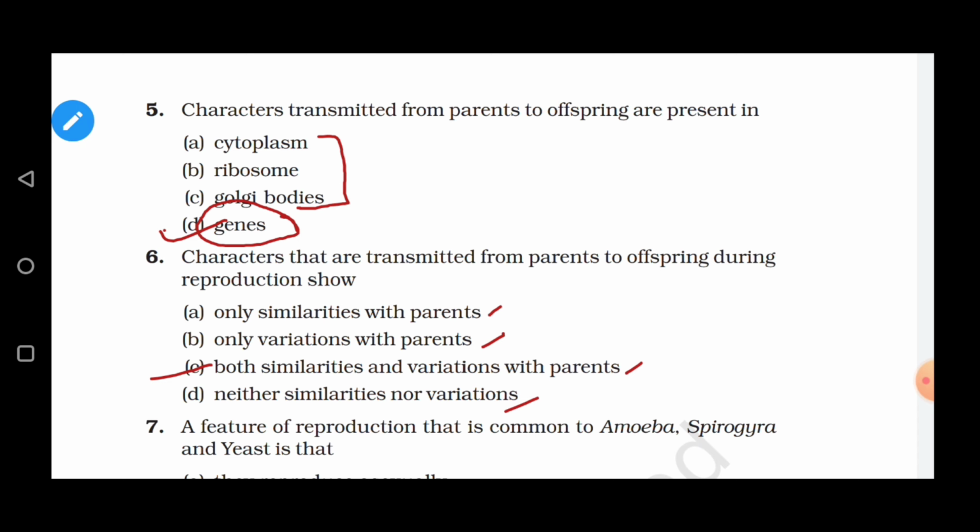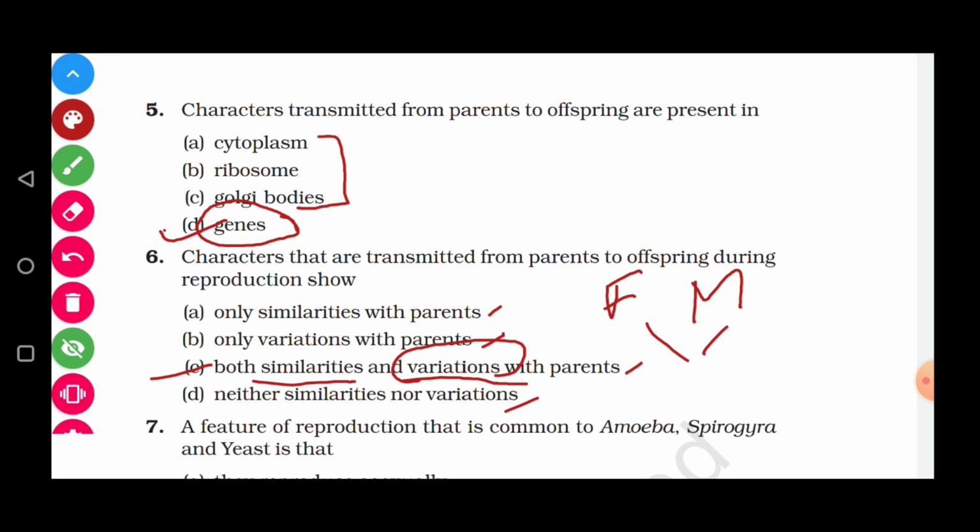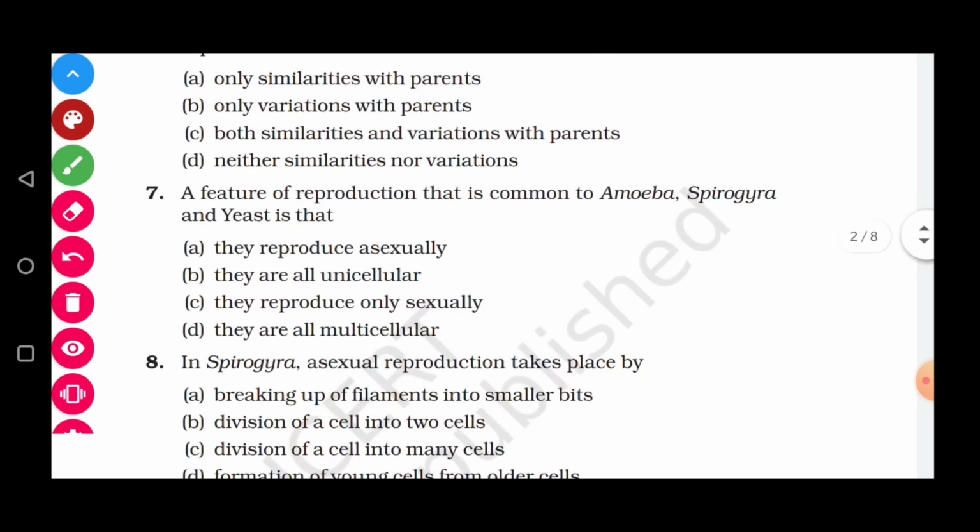ऑफस्प्रिंग्स के अंदर जो कैरेक्टर्स अपने पेरेंट्स से आ रहे हैं वहाँ पे कुछ सिमिलैरिटीज़ भी होती हैं और कुछ वेरिएशंस भी होते हैं. सिमिलैरिटीज़ का रीज़न है because offsprings are getting the genes from both of the parents, from father as well as from mothers, whereas the reason of variations is the mixing of the genetic material of both of these father and mother's genetic material. So option number C is the correct answer. Now move on to the next question, that is 7th question.